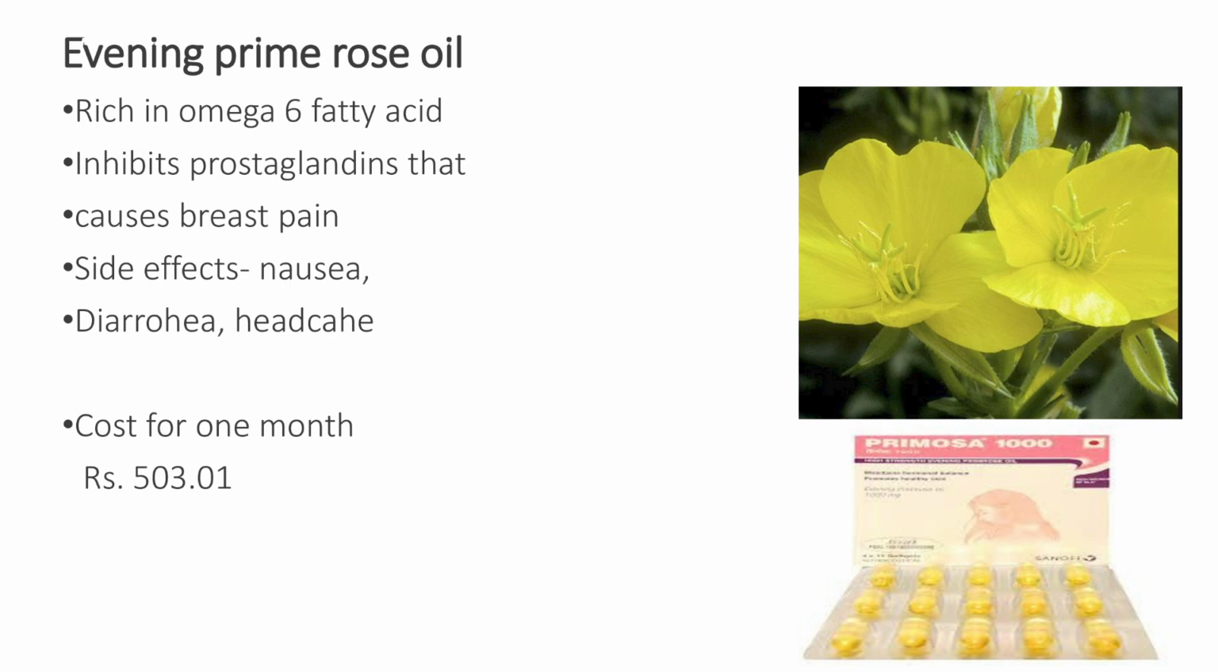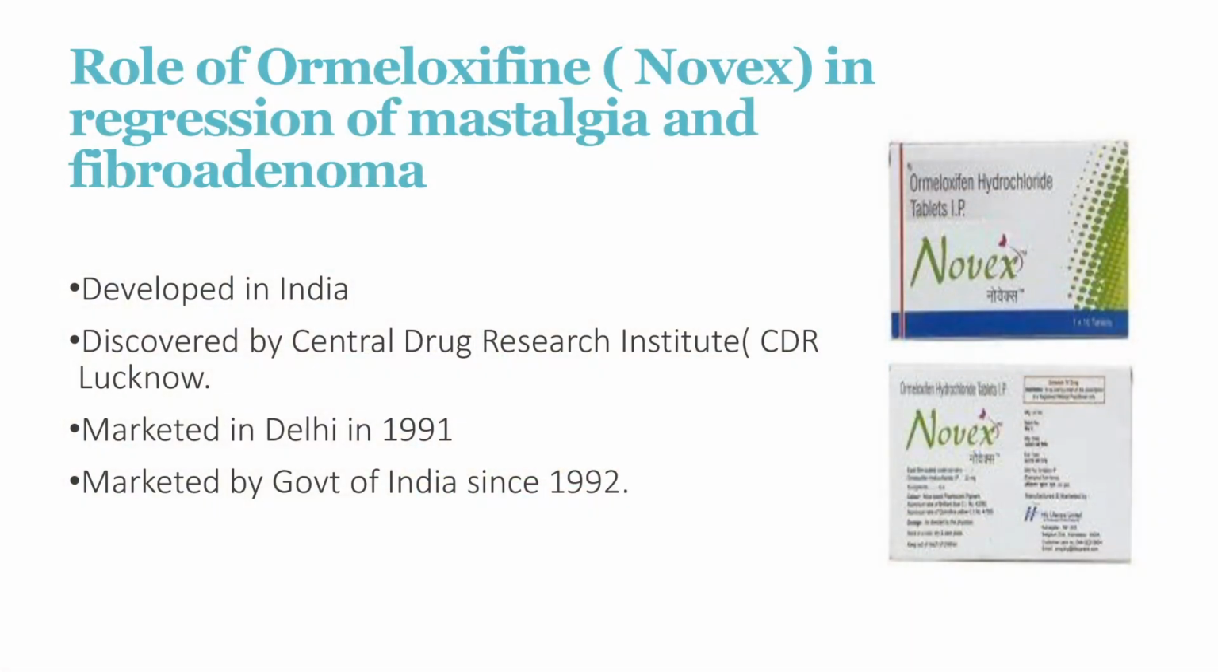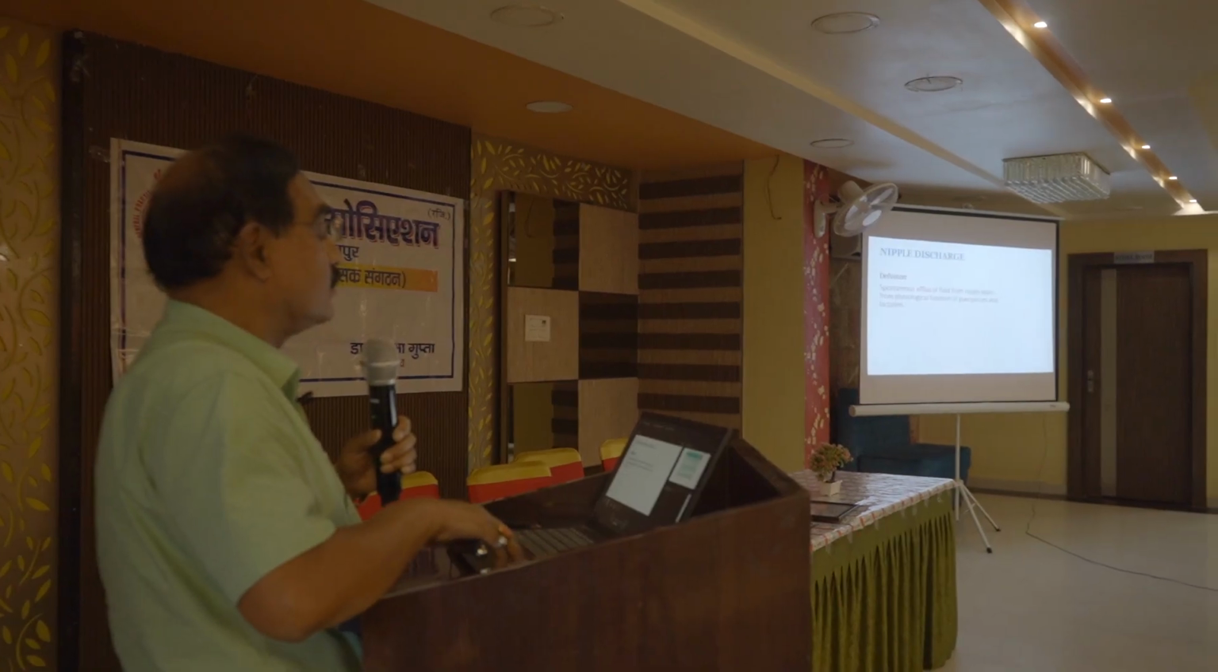Evening primrose oil is rich in omega fatty acids. This inhibits the prostaglandin that causes breast pain, and so decreases the breast pain. Side effects are nausea, diarrhea and headache. The cost of therapy is not very high. Ormeloxifene, Novex, has a role in regression of mastalgia and fibroadenoma. This drug was developed in India and discovered by the Central Drug Research Institute of Lucknow. We give Novex in fibroadenoma to decrease its size.